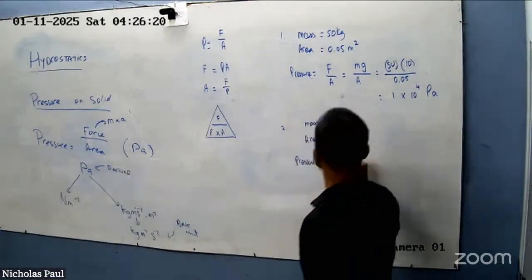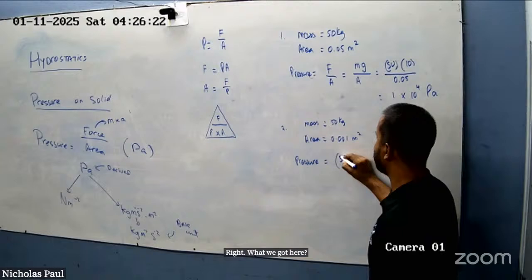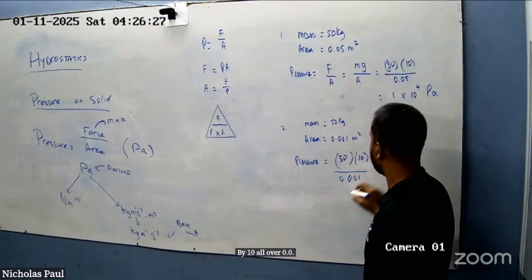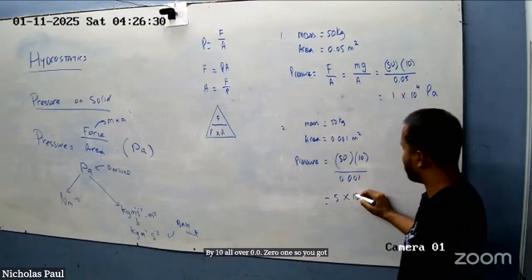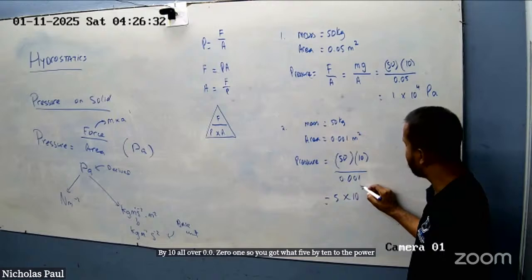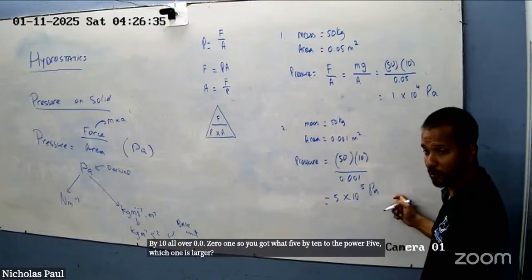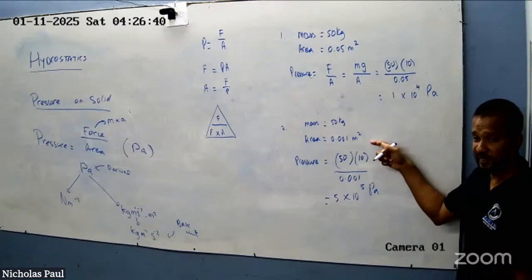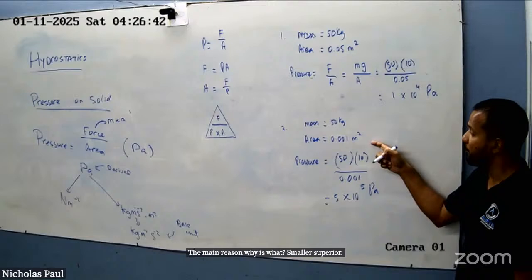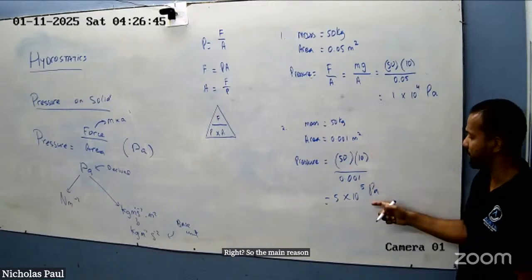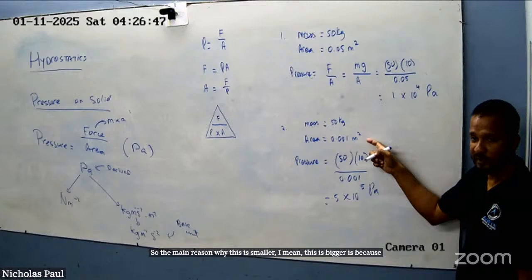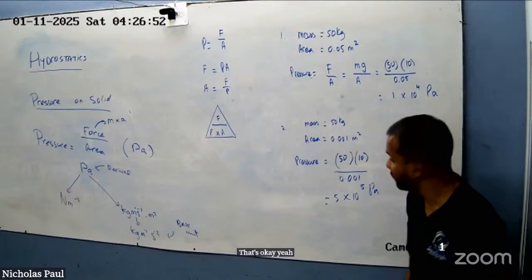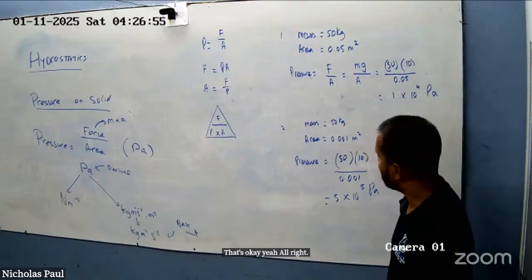Right, what do we got here? This is 50 by 10 all over 0.001. So you got what? 5 by 10 to the power of 5. Which one is larger? And the main reason why is what? Smaller surface area, right? So the main reason why this is bigger is because the surface area is smaller. That's okay? Yeah? All right, nice. Let us continue.